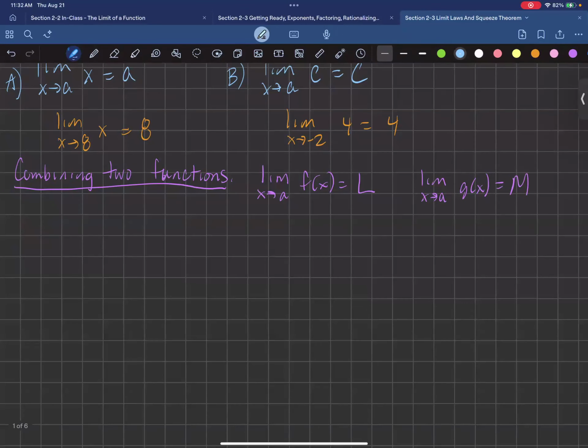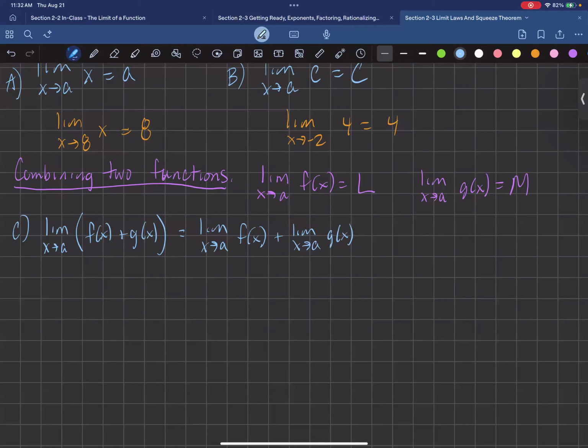So our next limit law has to do with when we add these. If we're doing the sum of the two functions, the limit as x approaches a of f of x plus g of x, we can split this into two limits. The limit as x approaches a of f of x plus the limit as x approaches a of g of x. And the first one is L and the second one is M. So we just end up with the sum. And these are going to be two numbers, so it's going to make a third value when you add them together.